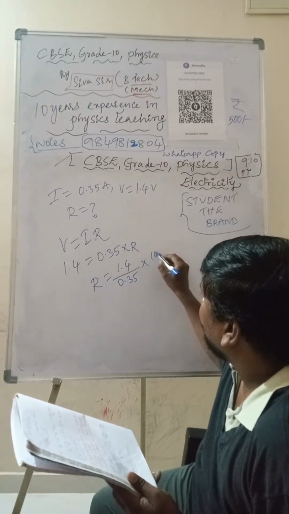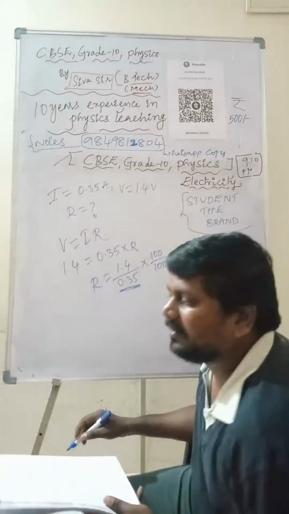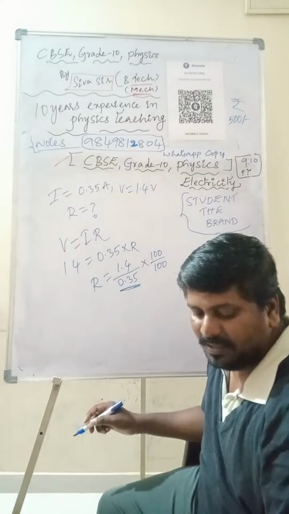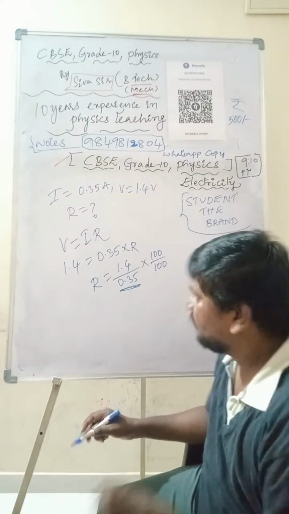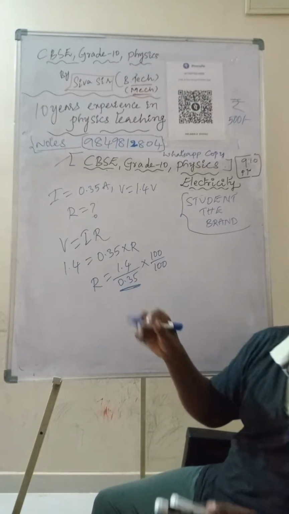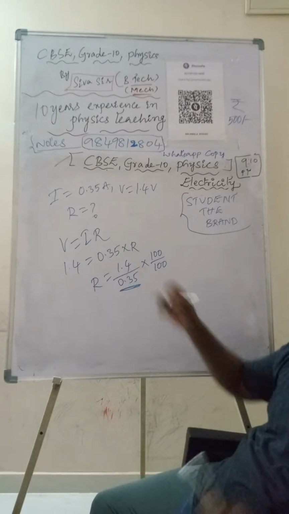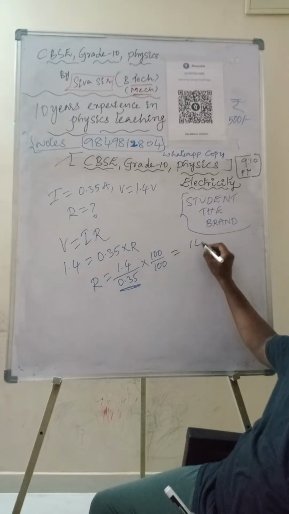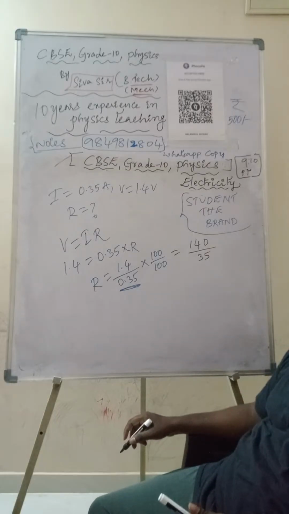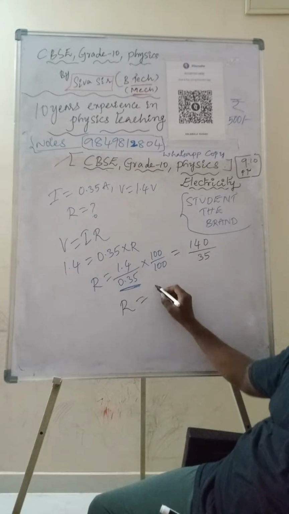I am multiplying by 100 by 100 because we need to remove these decimal points. Compulsorily we have to remove the decimal points in the denominator first, then anyway the numerator also we can do. So first you remove all the points, and now you'll get 140 by 35. Then R equals how much? You'll get 4 ohm.